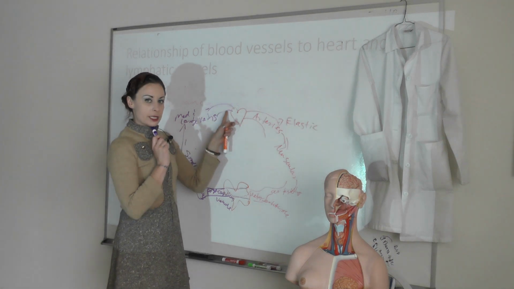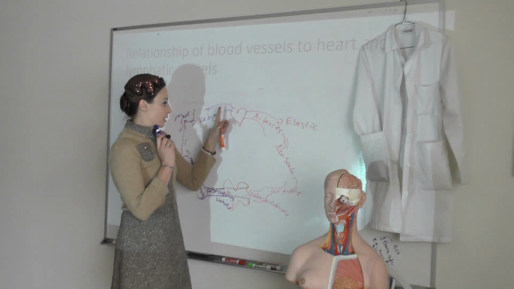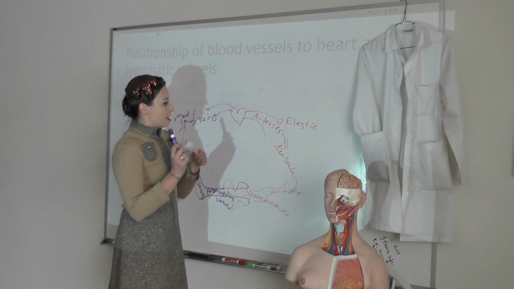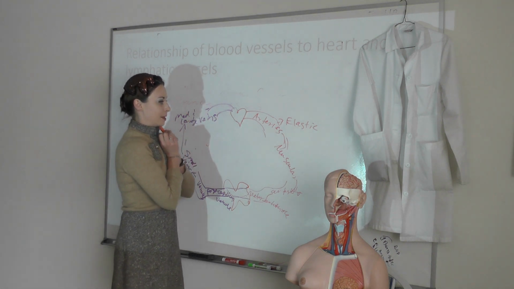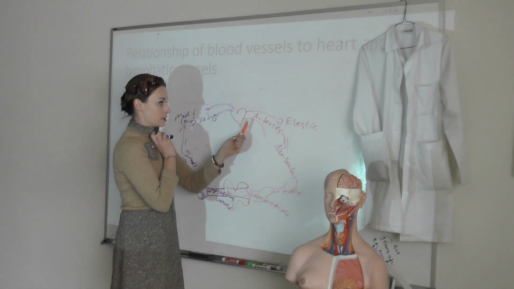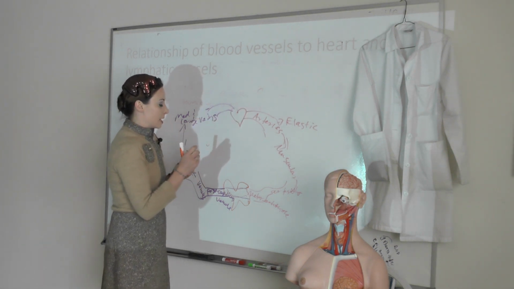So what are the largest veins? It would be our superior and inferior vena cava. And then our coronary sinus would also be draining deoxygenated blood from the systemic circuit. And then our largest artery would be the aorta, that's leading away.